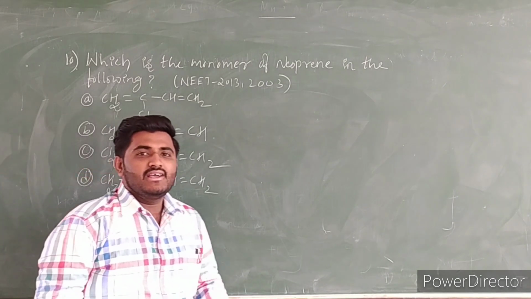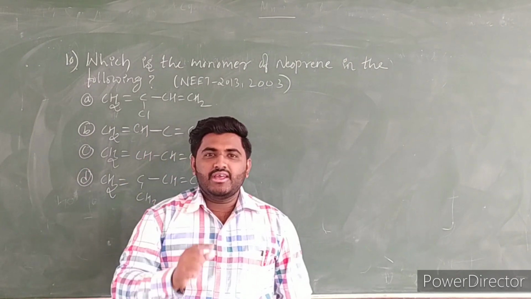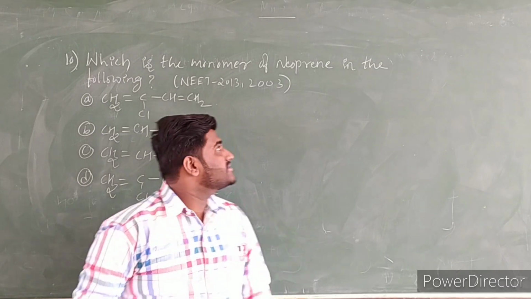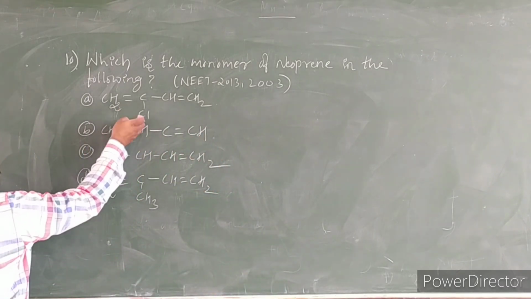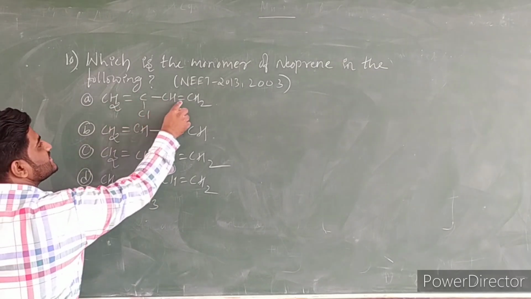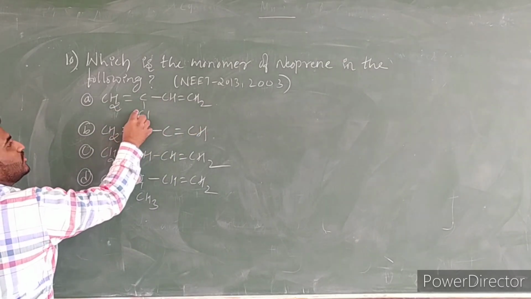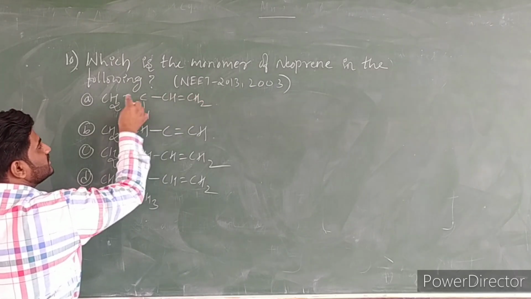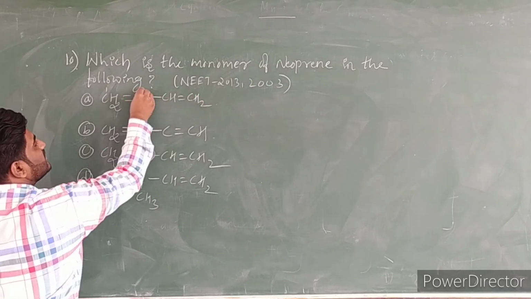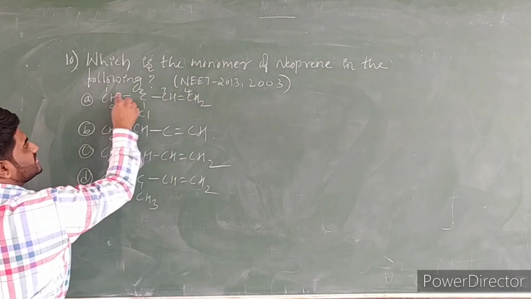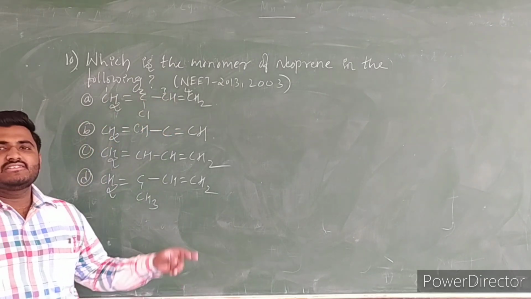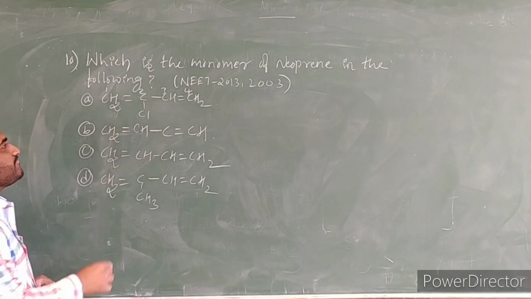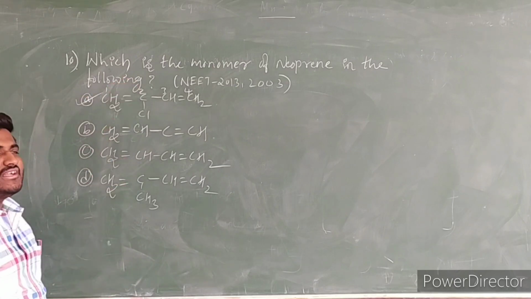Chloroprene means you take butadiene, and in butadiene the second position must have a chlorine group. See, in which of the following options? CH2 double bond CCl, CH double bond CH2. Nothing but 2-chlorobuta-1,3-diene. 1, 2, 3, 4. First and third positions have double bonds. The second position has a chlorine group. Hence your answer is chloroprene. So this is our monomer present in neoprene.